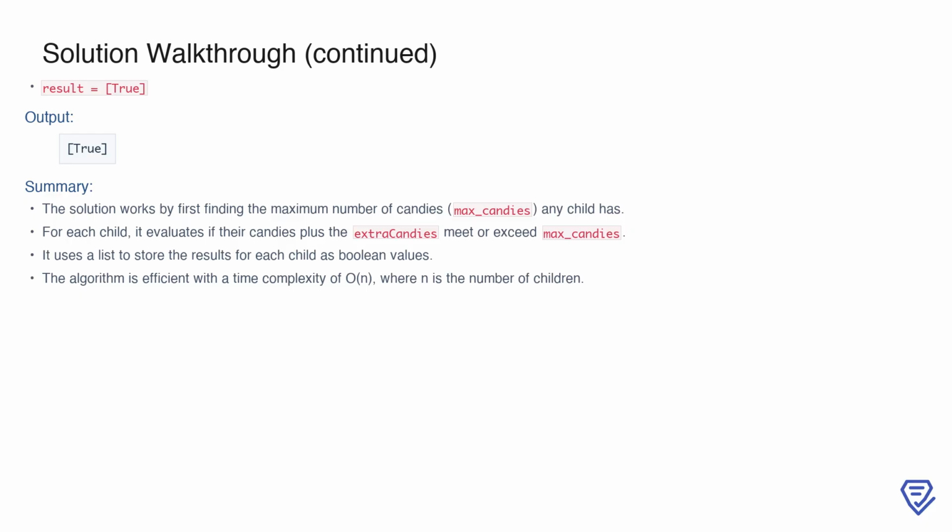Overall, the solution works by first identifying the maximum number of candies any child currently has. Then, for each child, it evaluates whether the candies they have, plus the extra candies, are greater than or equal to this maximum. The results are stored as Boolean values in a list. This algorithm is efficient, with a time complexity of O(n), where n is the number of children, as we only loop through the candies array once and perform constant time operations for each child.